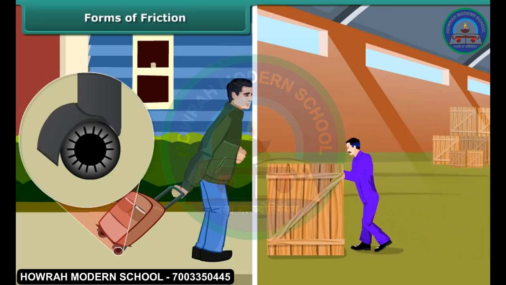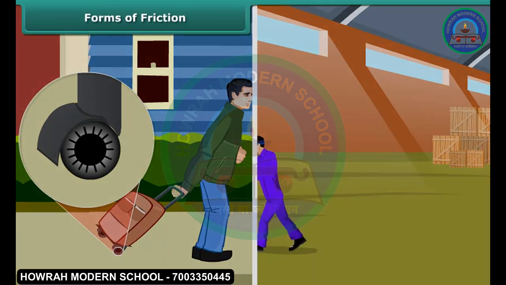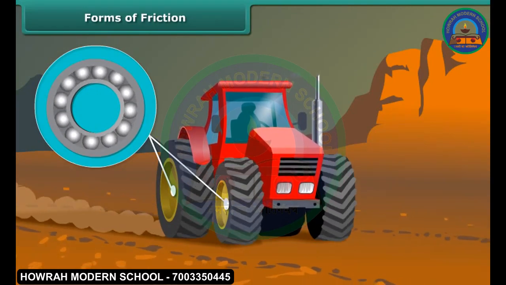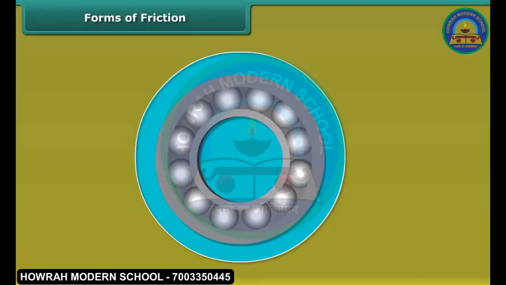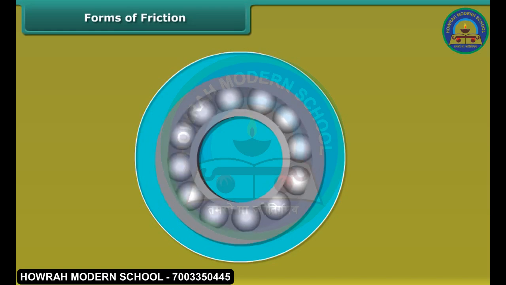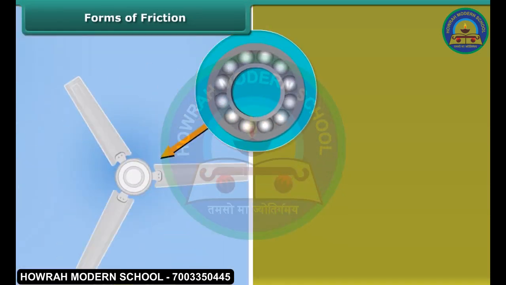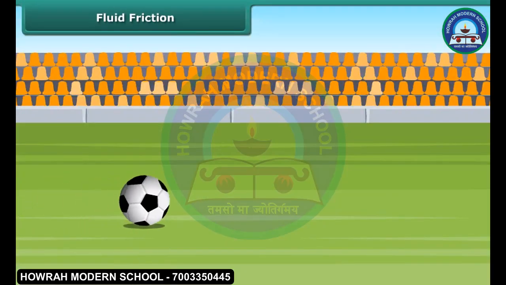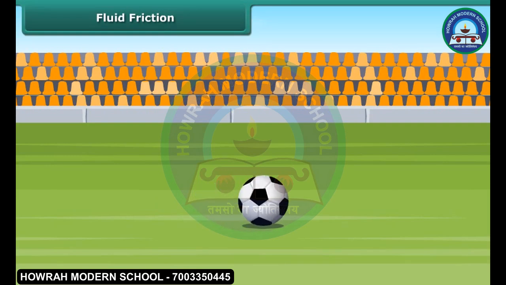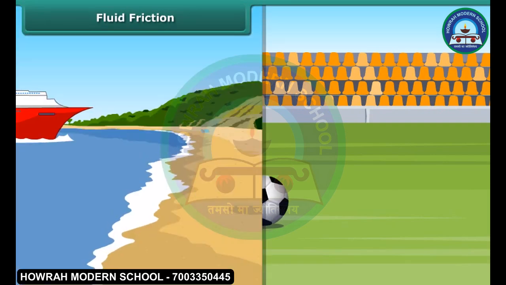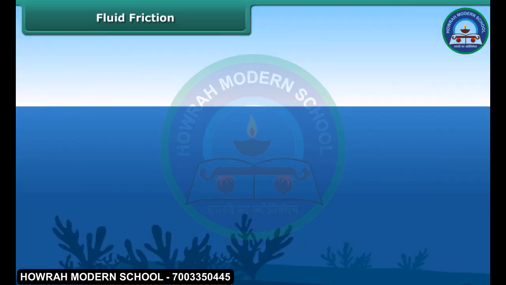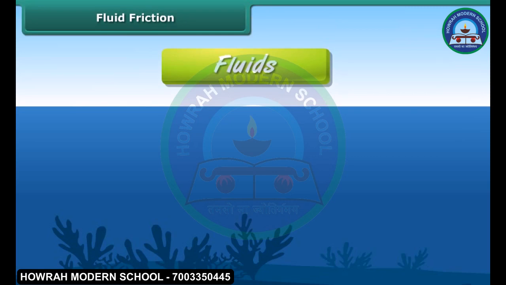Since rolling friction is smaller than sliding friction, sliding is replaced in most machines by rolling by the use of ball bearings. Common examples are the use of ball bearings between hubs and the axles of ceiling fans and bicycles. It is not only the ground which offers force of friction on a body moving along its surface, even water and air exert frictional force. In science, the common name of gases and liquids is fluids. Let us look at some examples of fluid friction.